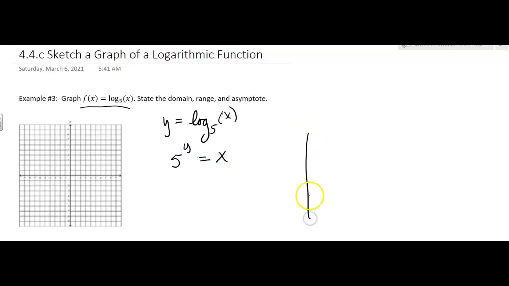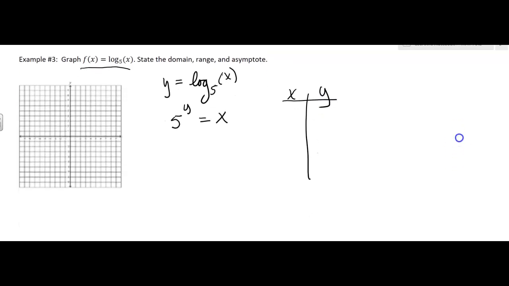Now I'm going to make a table of values. So I'll choose, whoops, here's x, here's y. So you're choosing y's. Normally we choose x's, so it makes it a little bit different. So I'll choose -1, 0, 1, and 2 is going to be too big. I'll write it down, but it's going to be too big.